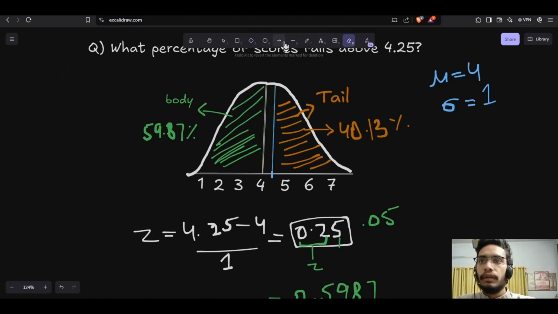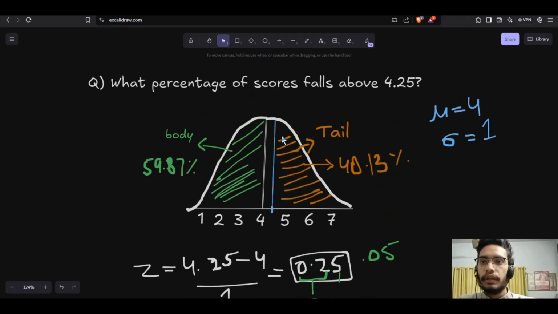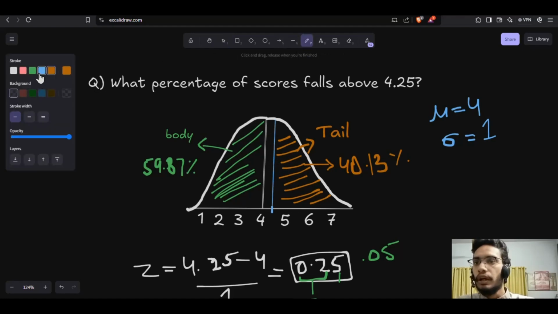Now let's say the interviewer asks you, okay, this is 4.25. Let me know what percentage of values are present in this region. So you have to find the percentage of values that are present between 4 and 4.25. So how are you going to calculate it?